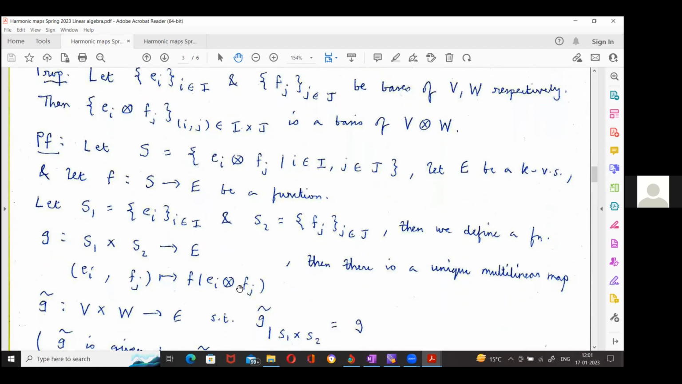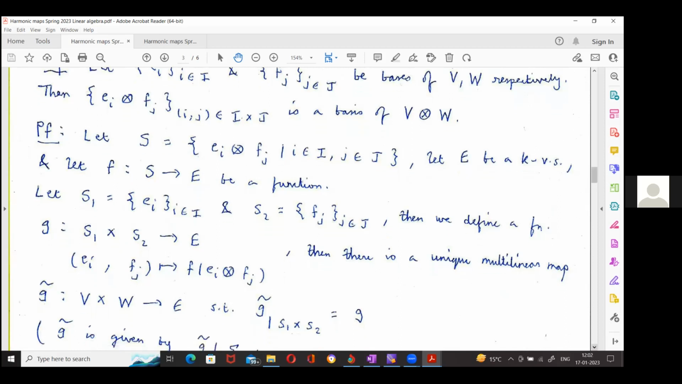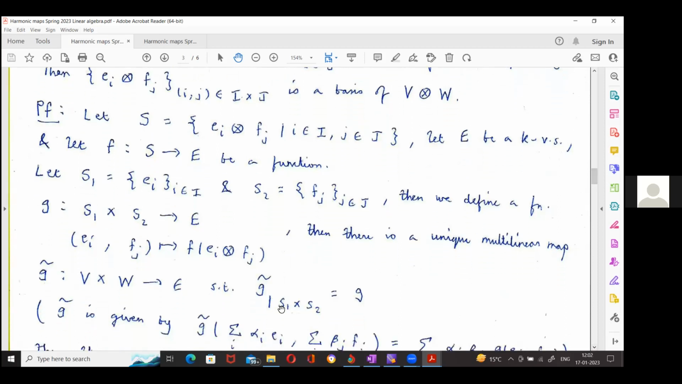Now, because S1 and S2 are bases of V and W respectively, if I have a function on S1 cross S2, then that extends to a unique multilinear map G tilde from V cross W to E. So that G tilde restricted to S1 cross S2 is equal to G.